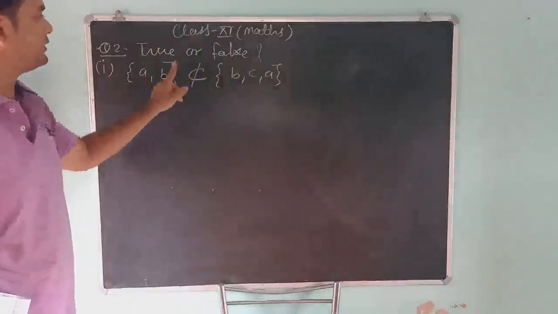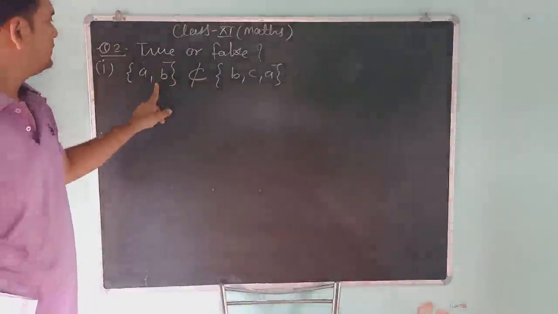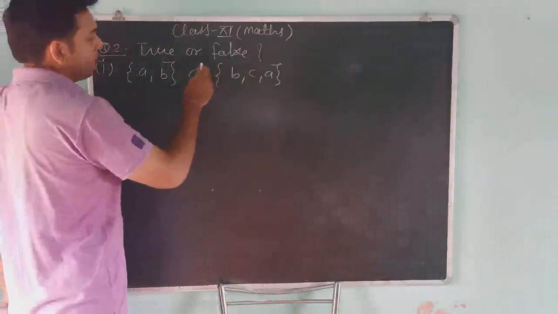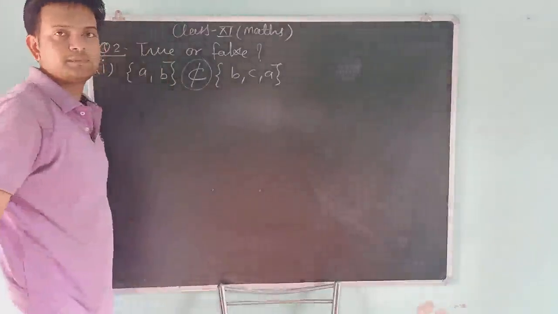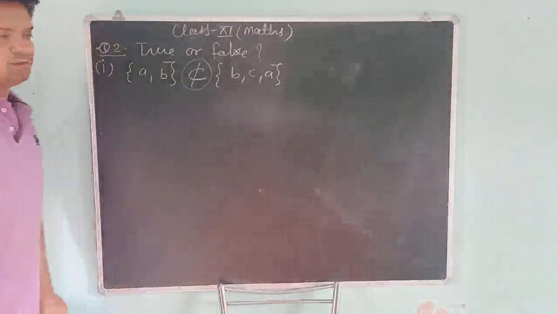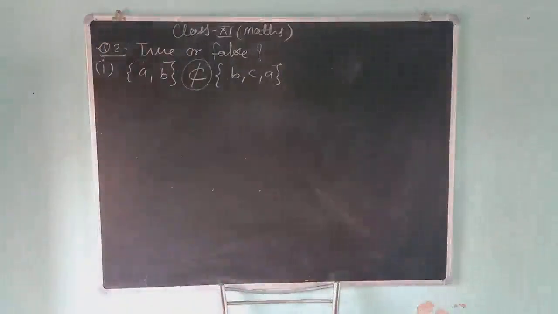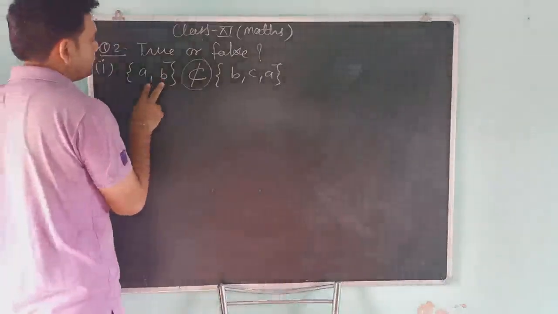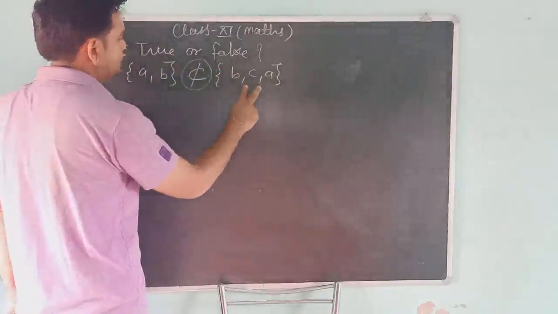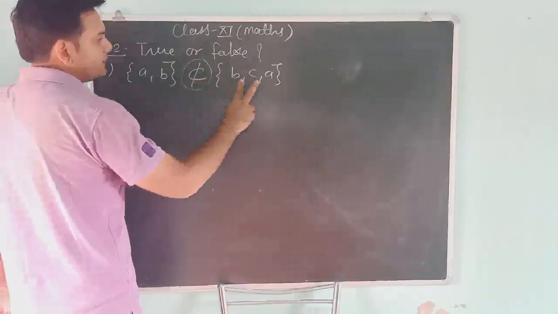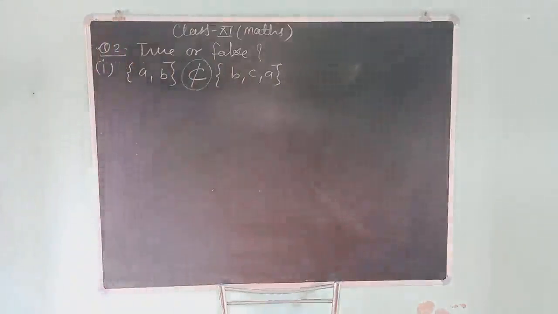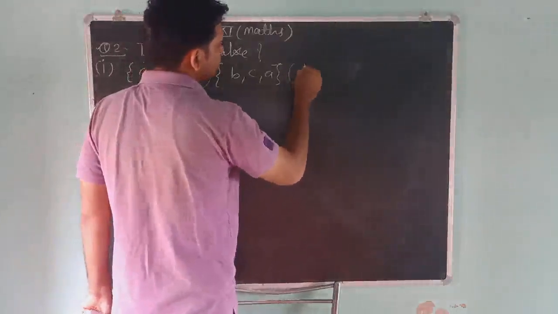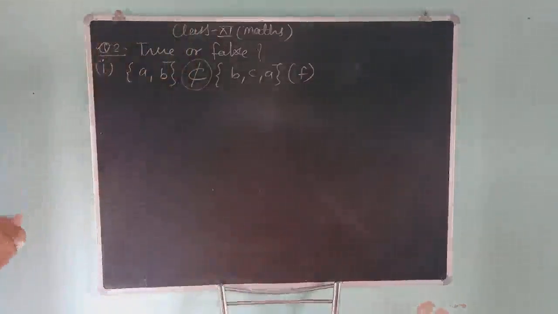So students, we can say that this set is a subset of the given set. That means this is the subset of the next set. But according to the question, we have not subset. But actually, all elements of the first set are lying in the second set. That means this is a subset and that is the main set. So this statement is false.